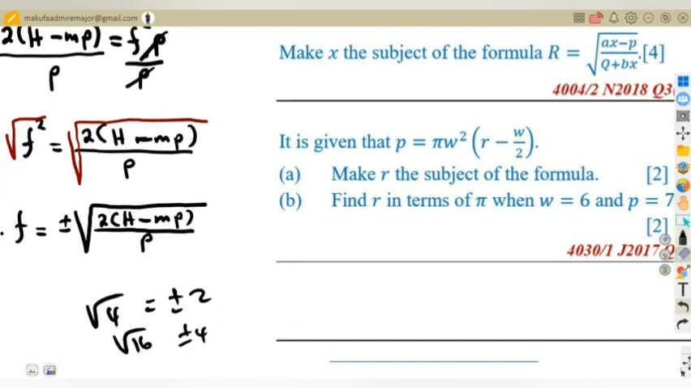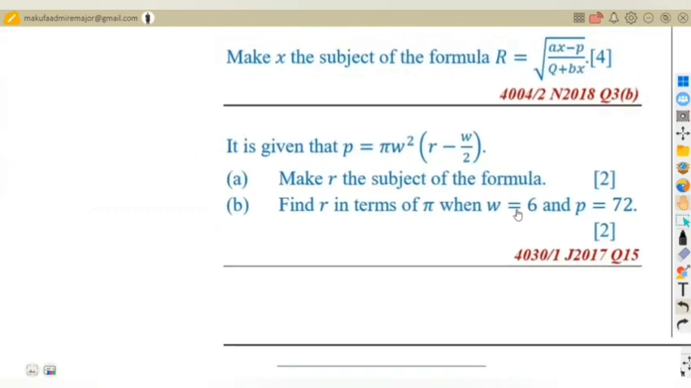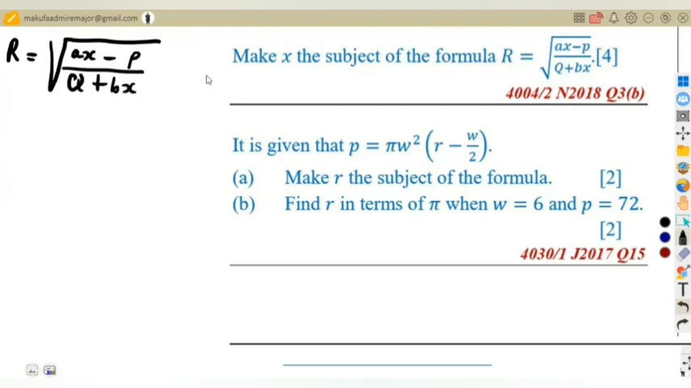So we're using that idea. That is why we are saying our answer is supposed to be a plus or minus. All right. Make x the subject of the formula. From this formula that we are given, we are asked to make x the subject of the formula, given that r is equal to the square root of ax minus p, everything over q plus bx.